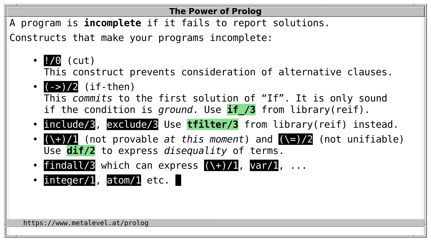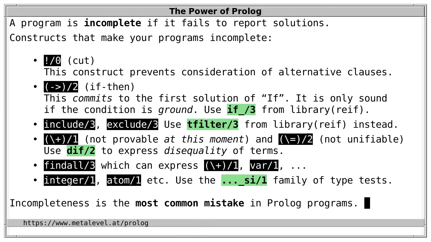And also type tests, such as integer, atom, and so on. These are all incomplete. For instance, are there any integers x will fail, whereas if we add a constraint, it will succeed. So these type tests are clearly problematic, and for correctness, we use the SI family of predicates instead. And incompleteness is maybe the most common mistake in Prolog programs. Maybe because people don't consider it as a problem, or also because they are confused about the direction of consequences.